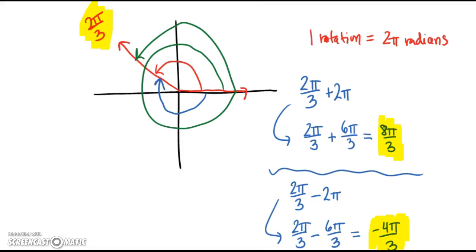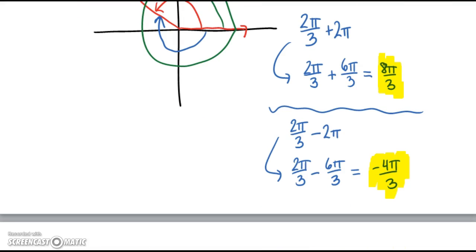So to find coterminal angles in radians, you're going to add or subtract a full rotation. In this case, you're going to add or subtract 2 pi. So in degrees, you're adding or subtracting 360. In radians, you're adding or subtracting 2 pi. That's how you find coterminal angles in either degrees or in radians.